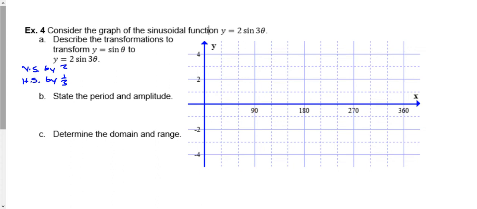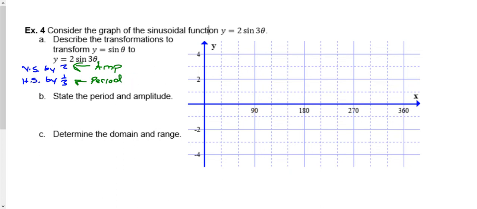So vertical stretch, this has a special name, by the way. This is called your amplitude. So I'm going to call it AMP for short, amplitude. And this one down here, horizontal stretch, this is going to be your period, or it's going to play into your period somehow.